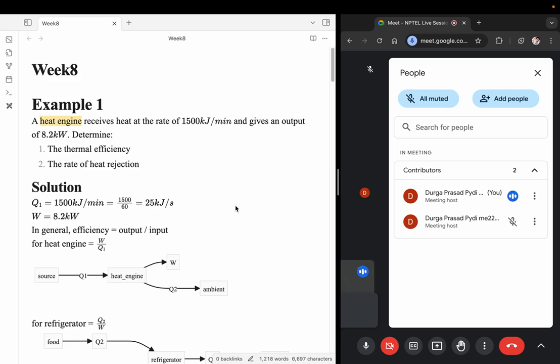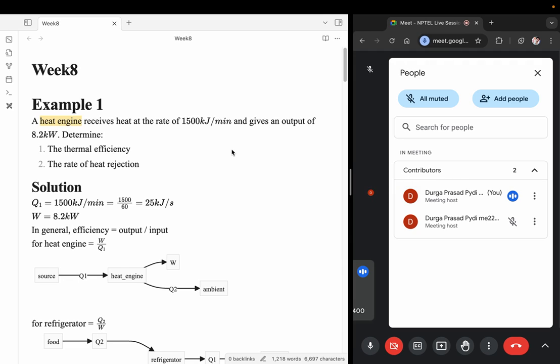So this week is a pretty straightforward set of problems. All of them are related to the second law of thermodynamics, Carnot efficiency, and refrigerator and heat engine problems. So this shouldn't be much of a problem. We'll conclude the session as soon as possible. We have the first problem here.